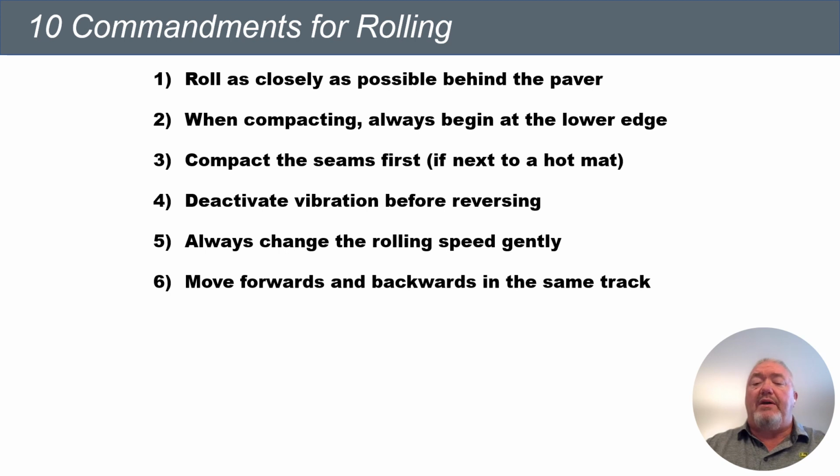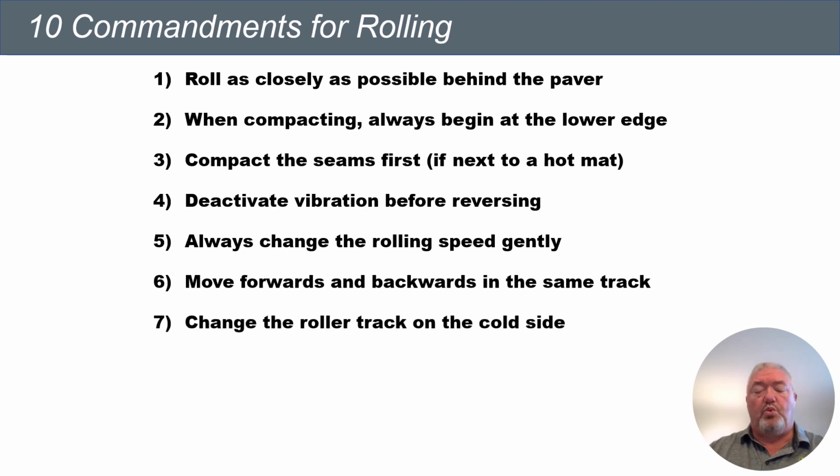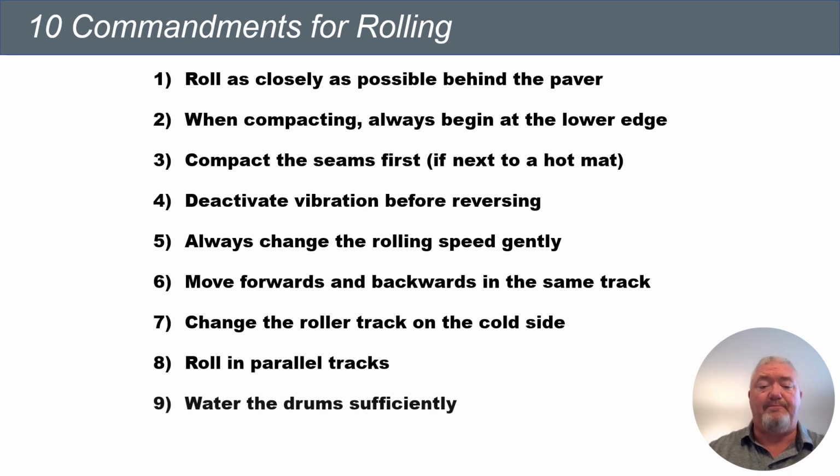We want to move forward and backwards in the same track, only not exactly in the same track. We want to move over just a couple inches so we're not cutting that mat with the dual edge of the drums on either side. We're going to change the roller track on the cold side or the beginning of your pass. We don't want to change the track up there by the paver unless you can totally get 100% off of the pavement. Rolling parallel tracks next to each other. I don't want to see any zigzagging around. The more and more we have a tendency to turn on the mat, the more tendency we have to tear the mat, and we don't want to do that.